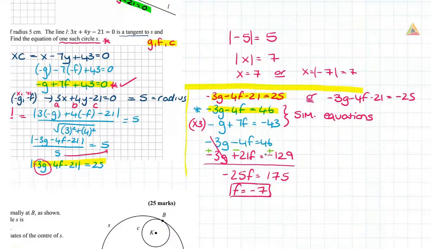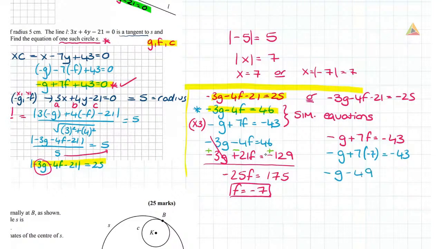Okay, and taking that, f is minus 7, you're going to sub back into either of the original equations. It's completely up to you which you do. So I'm just going to take the minus g plus 7f is minus 43. I'm taking that equation, and now I know that f is minus 7. So that's going to be minus g plus 7 times minus 7 equals minus 43. So that's minus g minus 49 is equal to minus 43. That will tell you that minus g is equal to 6. So g is equal to minus 6.